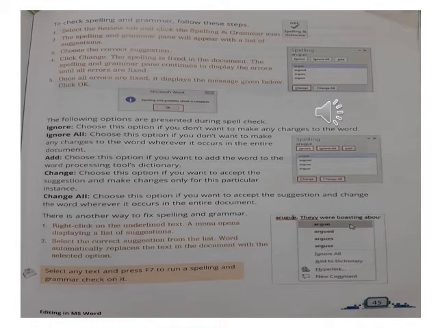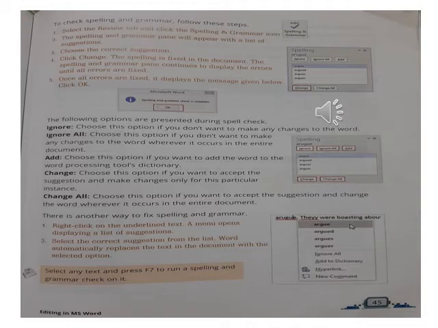The Spelling and Grammar pane will appear with a list of suggestions. Choose the correct suggestion. Click Change. The spelling is fixed in the document. The Spelling and Grammar pane continues to display the errors until all errors are fixed. Once all errors are fixed, it displays the message given below. Click OK. So spelling and grammar check is complete. This message is given by the spell check when all your text is grammatically correct, and then you click OK.